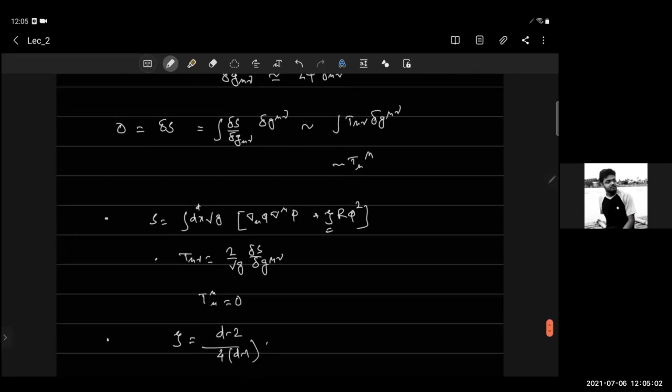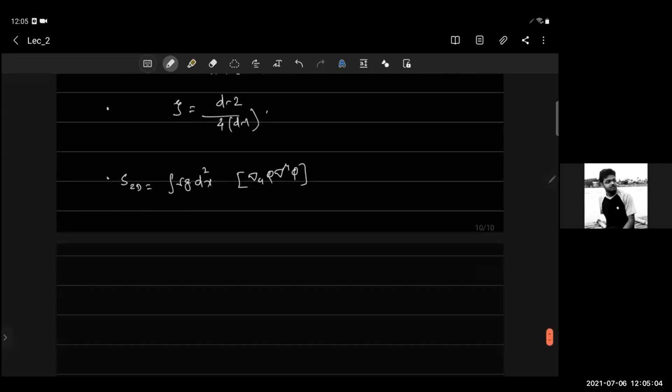The action will be just root G d2x del mu phi del mu phi. That's it. Is it okay? Because that's the Weyl invariant action you have in two-dimensional space, because we are dealing with a conformal scalar. Is it okay? Yeah.